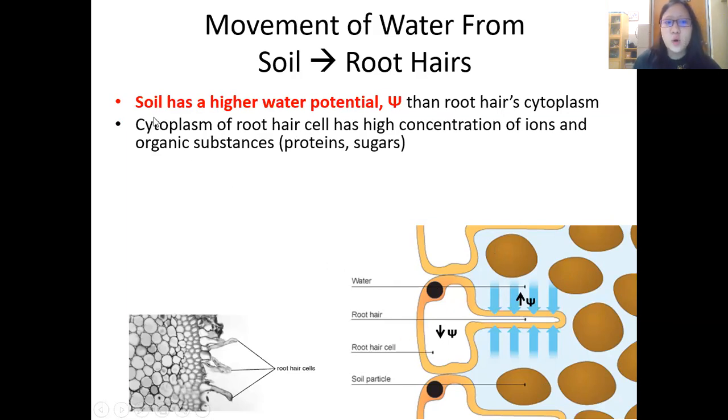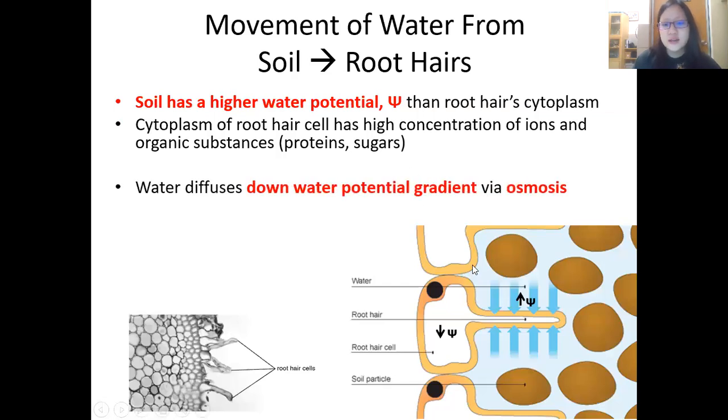Now, why is it that soil has a higher water potential? It's because the root hair cell, or the epidermal cell, has a high concentration of ions and organic substances. Remember, it can absorb ions by active transport, right? They do have that high concentration of ions and organic substances like proteins or sugars, and therefore its water potential is lower than the outside. The water could diffuse down the water potential gradient from a region of high water potential to a region of low water potential via osmosis.